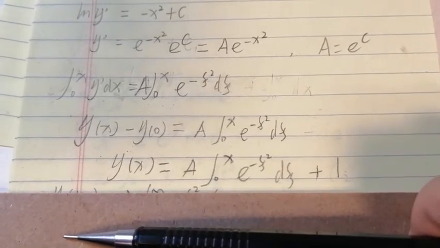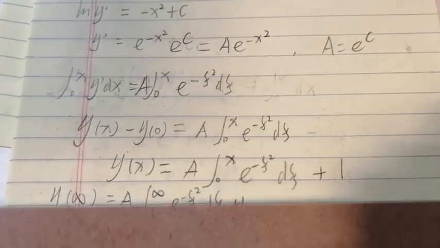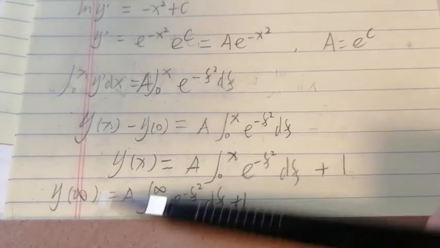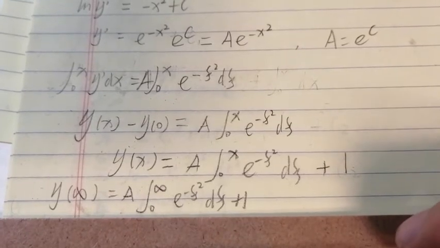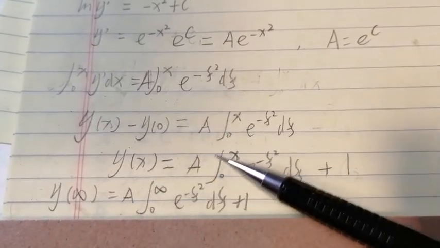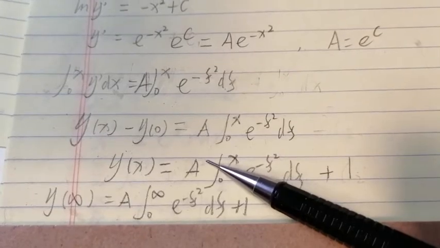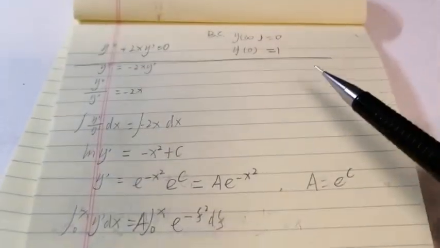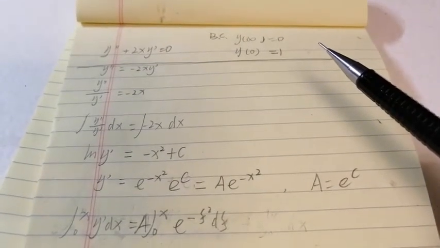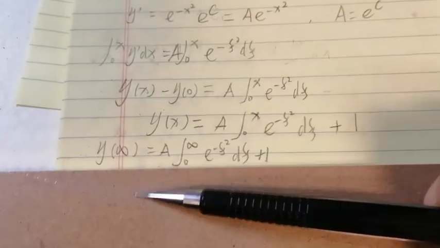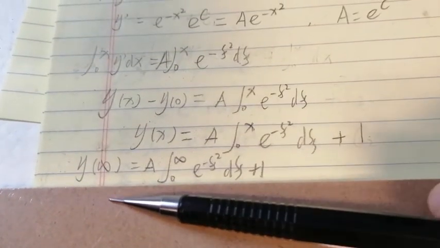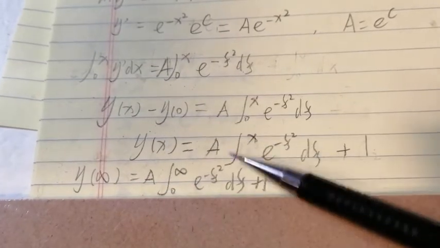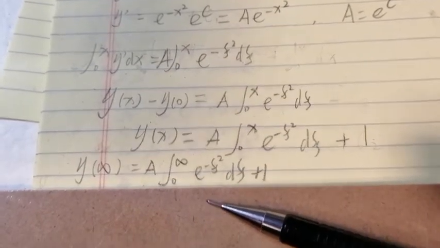But here is our question. From here we can see clearly we need to solve what a is. By combining with the boundary condition, we can solve a. So we put x equals infinity into this function, and we got this one.